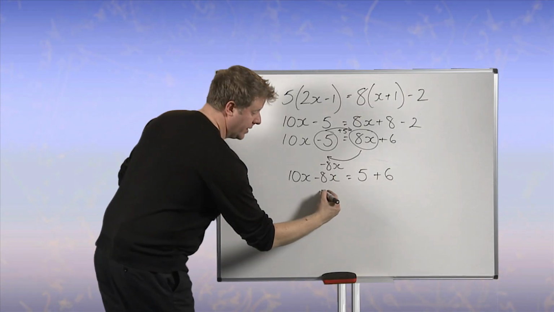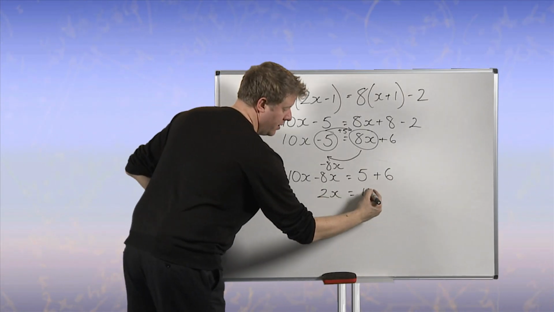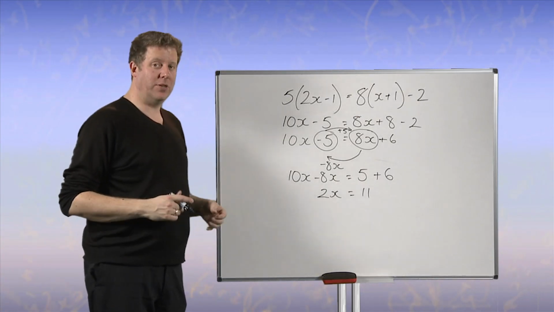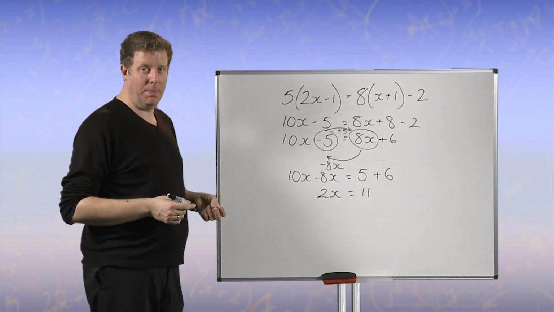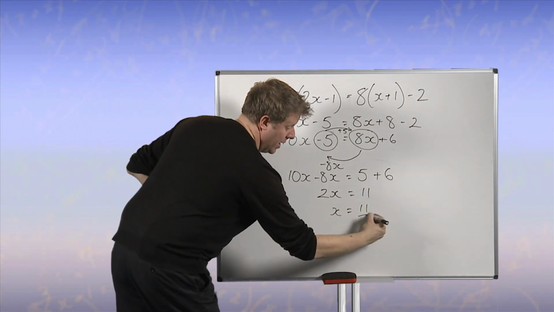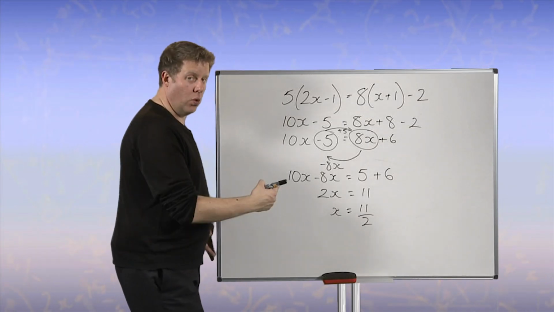10x take away 8x is 2x. And 5 plus 6 is 11. So once again, you'll probably be able to tell from this final part of the equation that x is not going to be a whole number. So in this case, x will be 11 over 2, which we can simplify or leave it like that, to 5.5.